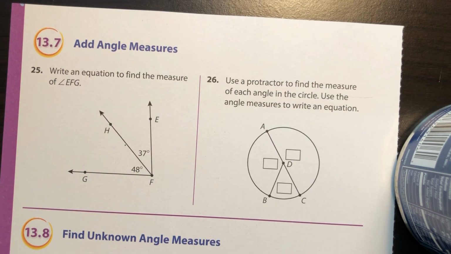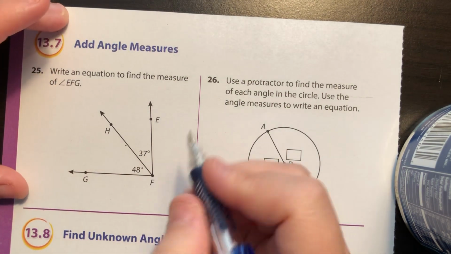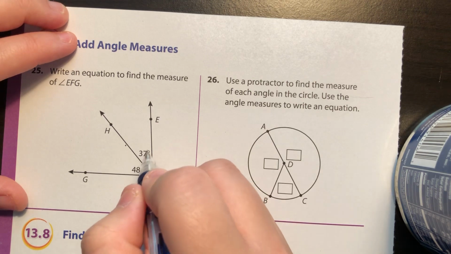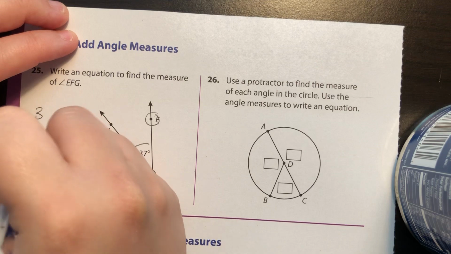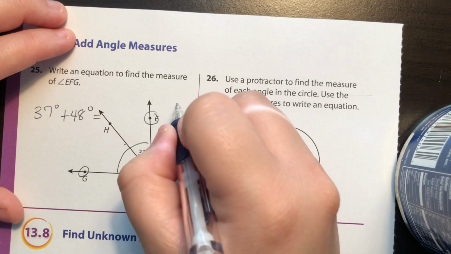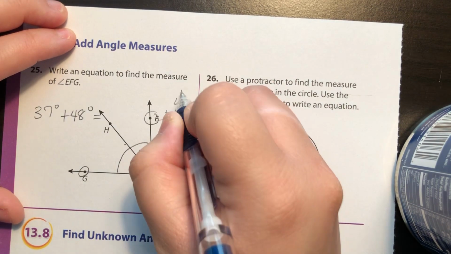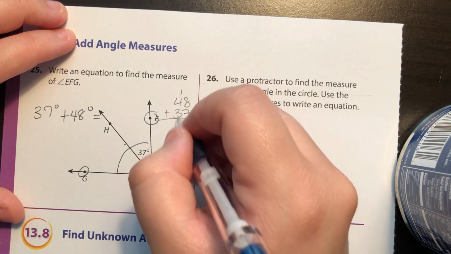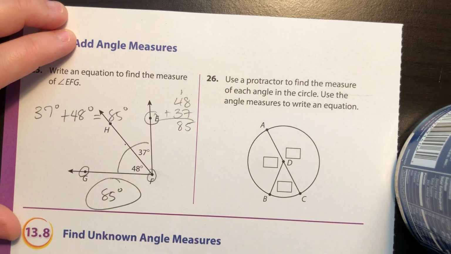Next. So the last page that we're going to do is about lessons 13.7 and 13.8, which you do not need a protractor to solve. Write an equation to find the angle measure EFG. Okay, so all I have to do to find EFG is add those two angles. So I have to do 37 plus 48. What does that equal? I'm going to go to the side of my paper. 8 plus 7 is 15, carry 1. 1 and 4 is 5, 5 and 3 is 8, so equals 85 degrees. That's how much that angle measures, 85 degrees.